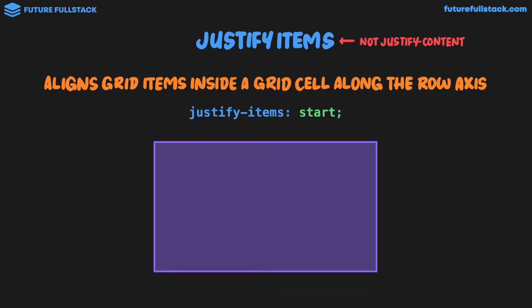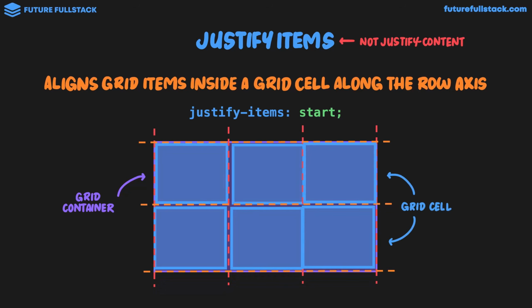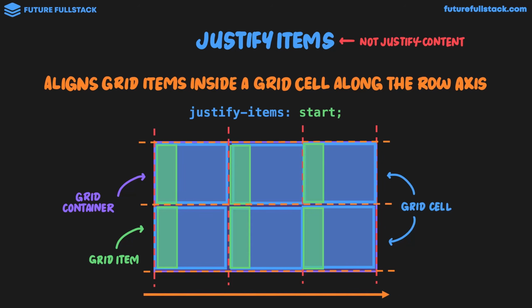Looking at this in diagram form, we have our grid container, our vertical grid lines, and horizontal grid lines. The grid lines define our grid cells, and inside the grid cells we have our grid items. So you can see in this setup, there's space for our grid items to move inside the grid cell along the row axis. So this is where we could use Justify Items to align the grid items.